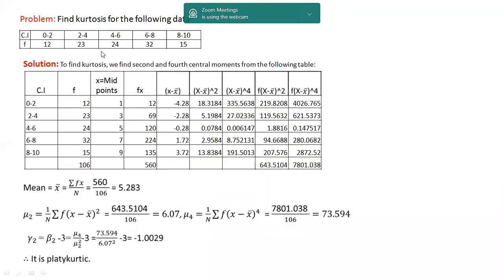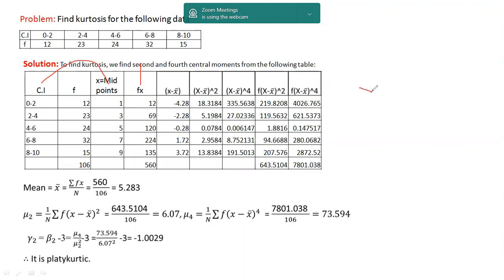So here is one example. Find the kurtosis of the following data. Here grouped data is provided: class interval and frequency. The class interval midpoint we are taking as the value of x. Then we are taking the product of f into x as one column. Then we are finding the deviations. To get the fourth central moment, we are taking the central moments.